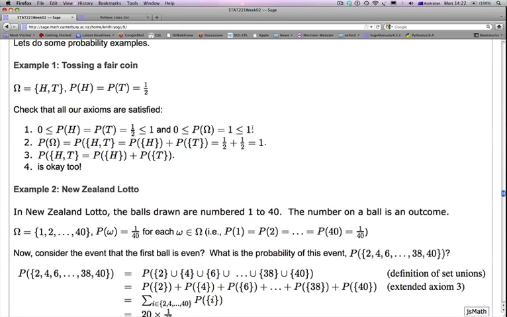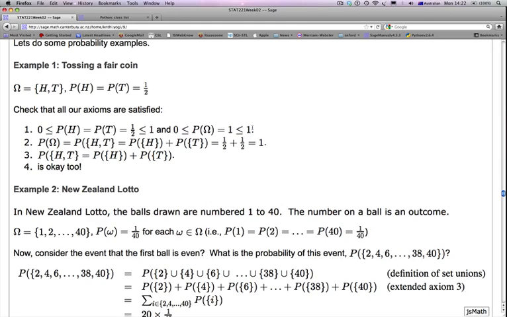Hi, this is lecture 2.7 of the Sage-based course on Monte Carlo Methods. In the last video, we formally saw the axiomatic definition of probability. Now we're going to do some probability examples. So example 1 is tossing a fair coin.